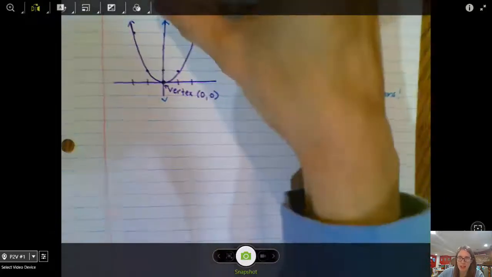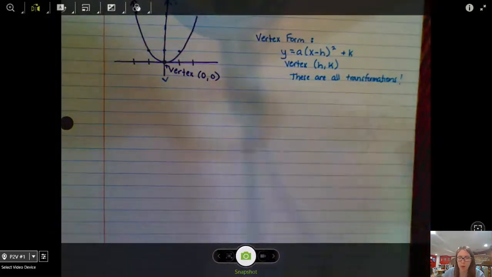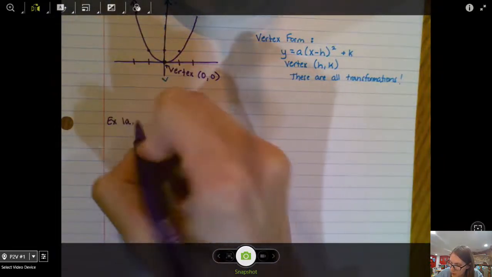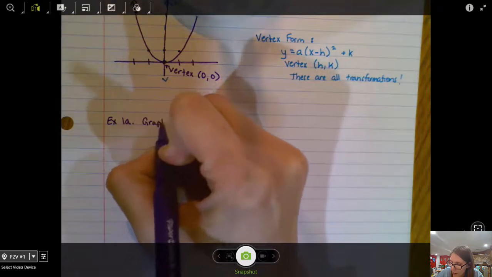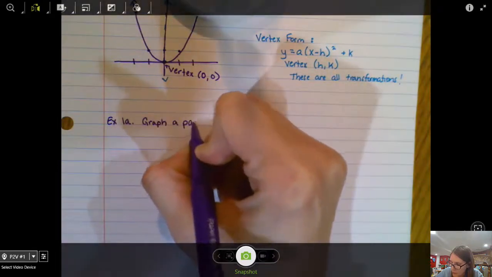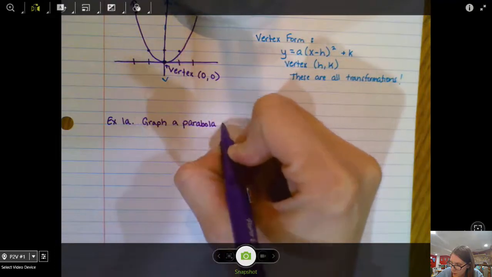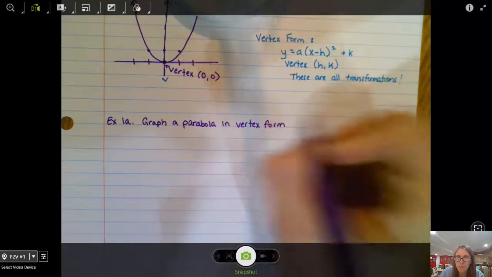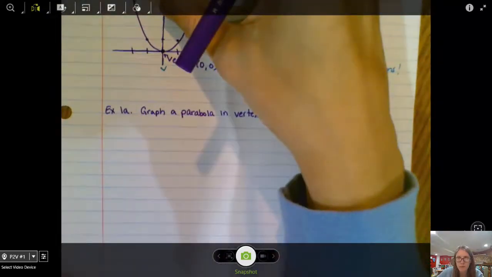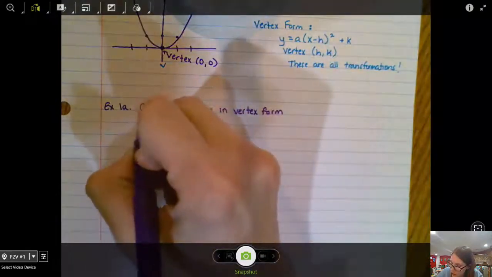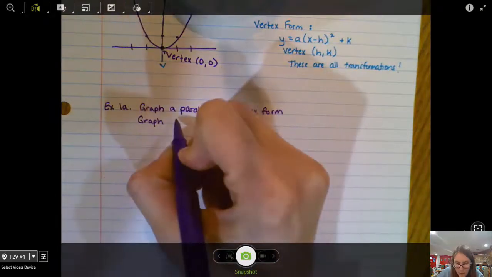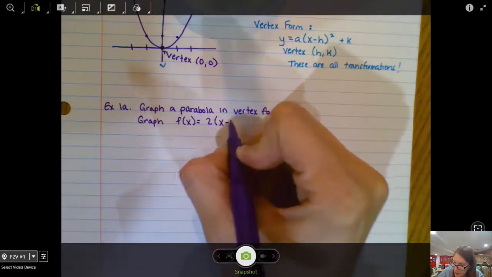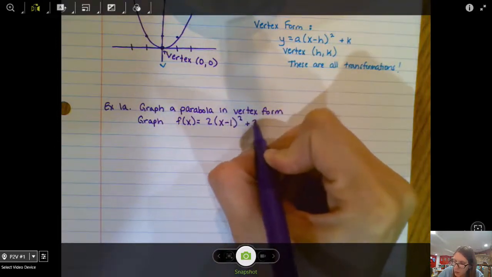Okay, let's use this vertex form a little bit. In example 1a, to graph a parabola in vertex form. Let's graph the function f of x equals 2 times x minus 1 squared plus 3.